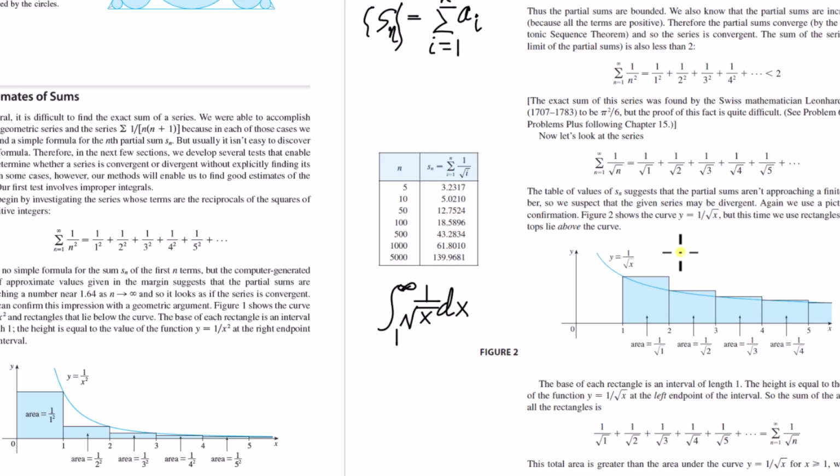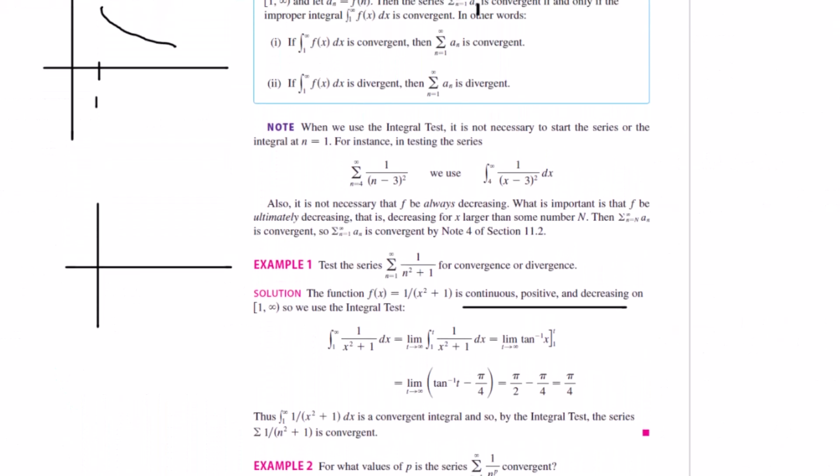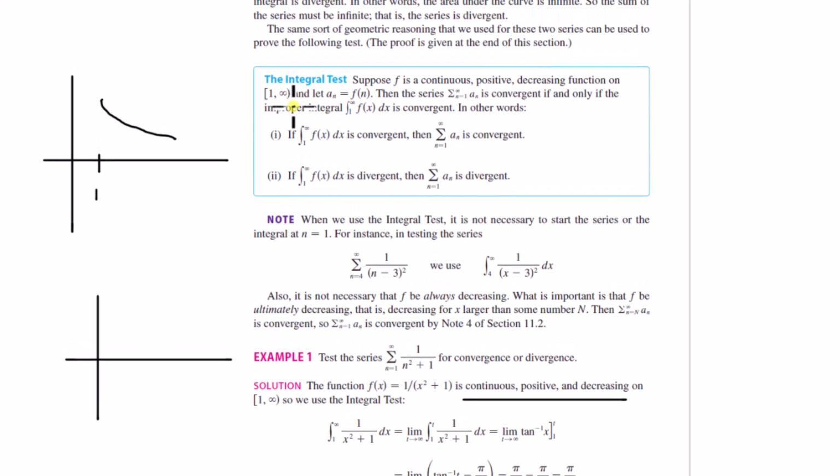the corresponding series is positive and decreasing, right? If the function is continuous, positive, and decreasing on 1 to infinity, then 100%, because we're just taking f of x and putting in the integer for the series, the sequence corresponding to the series, there's no such thing as a continuous series, but the series is 100% going to be positive and decreasing as well. Okay, so that's how the integral test works.